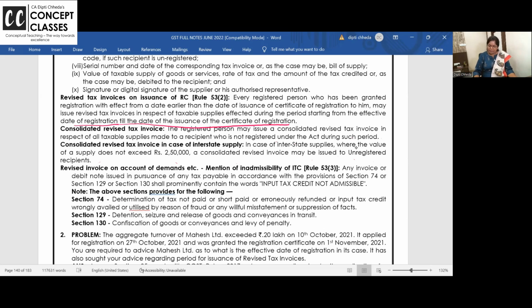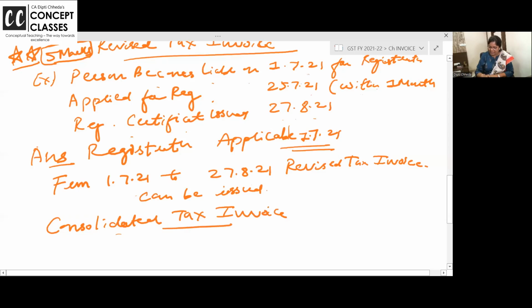Routine consolidated invoice can be issued to an unregistered person if it is intrastate. And if it is interstate, then if the supply does not exceed 2,50,000, a consolidated invoice may be issued. But even though the recipient is unregistered, if you have sold more than 2.5 lakh, you have to issue the revised tax invoice separately. I would give you a chart for this as I promised. And we do this here. Come on.